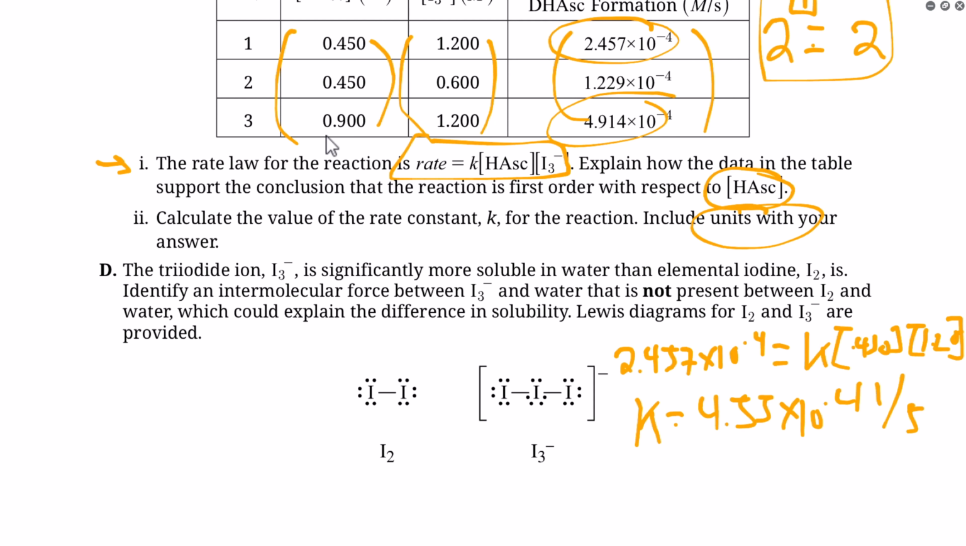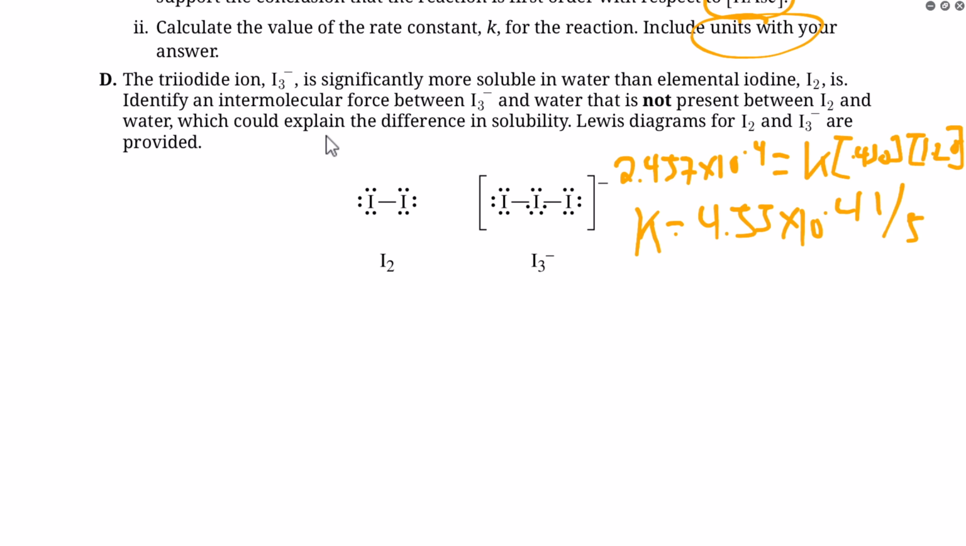Next question. The triiodide ion is significantly more soluble in water than elemental iodine is. Identify an intermolecular force between I3- and water that is not present between I2 and water that could explain the difference in solubility. So if we break each of these down, I2 is a nonpolar molecule, right? Something bonded to itself, so it only has London dispersion forces.